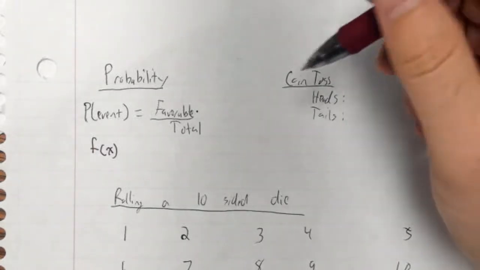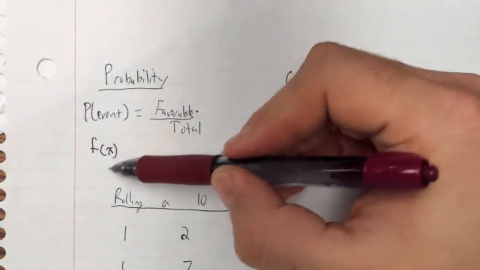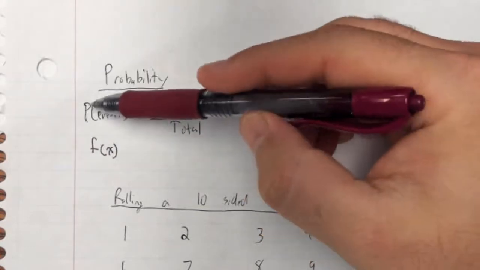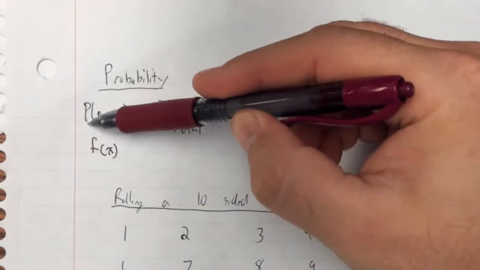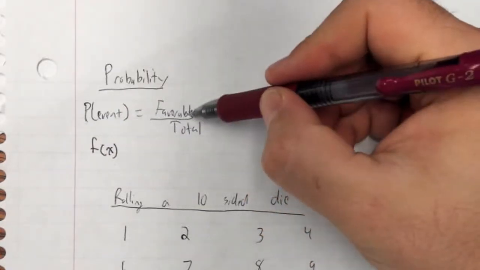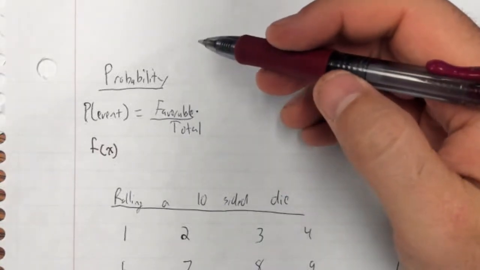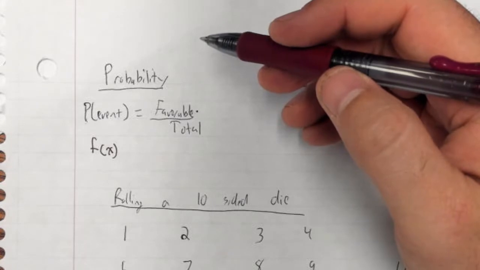Okay, so back in Algebra 1, you had F of X, and you do the exact same way. Probability of an event. So you guys write P of whatever it is equals favorable divided by total. We are actually going to be dividing those out to turn them into percentages.